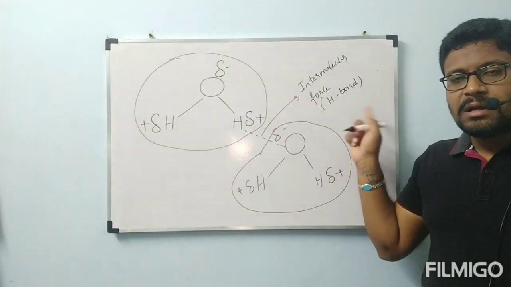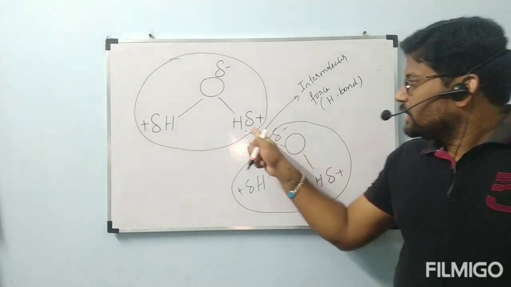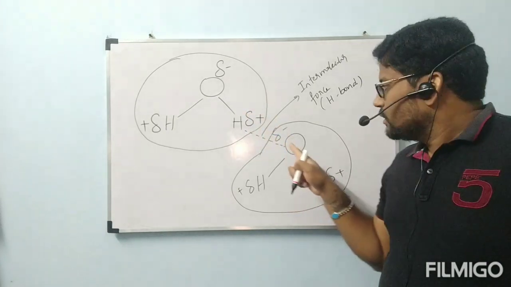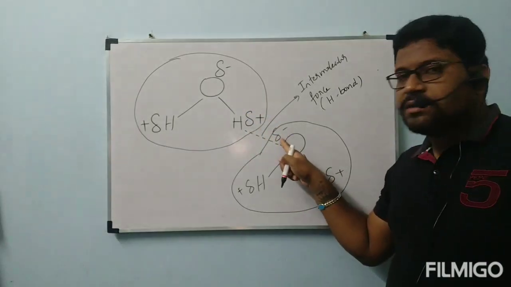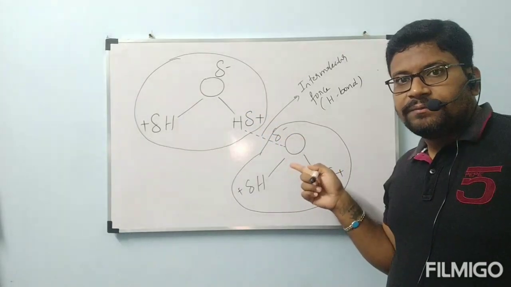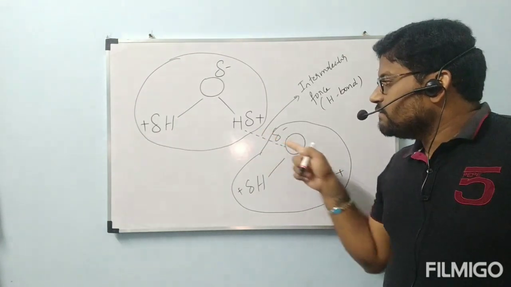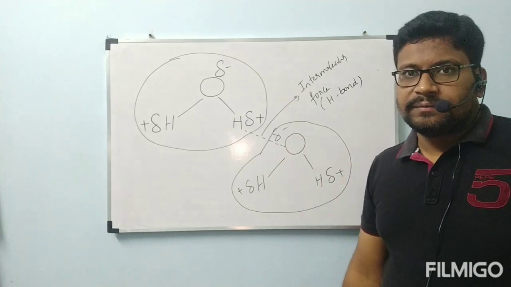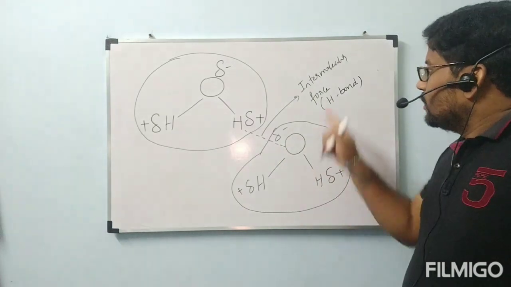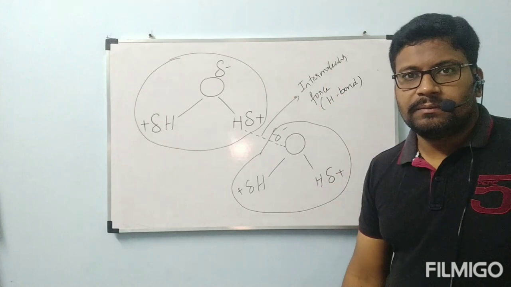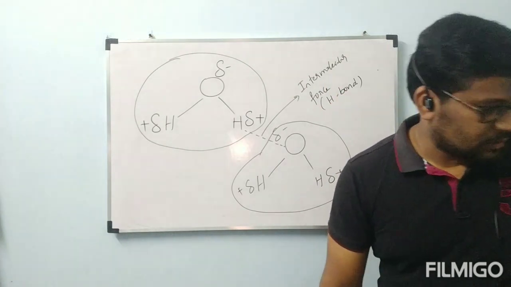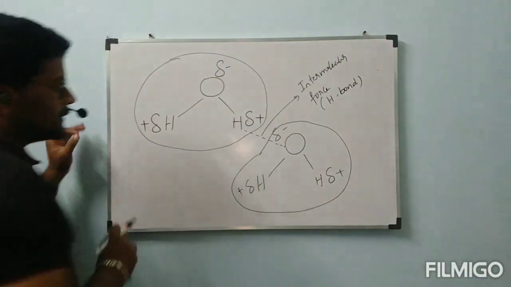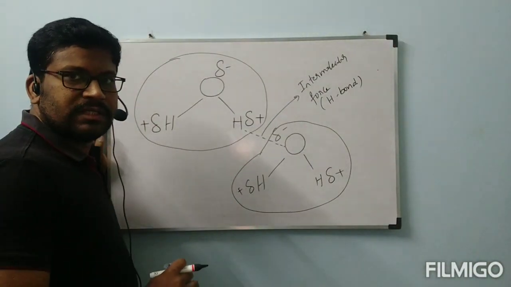Are all of you able to understand now? Delta positive present on hydrogen in one water molecule and oxygen with the delta negative charge in another water molecule are attracted with a weak force, that is intermolecular force. That is called hydrogen bond. Now, continuation we will see.